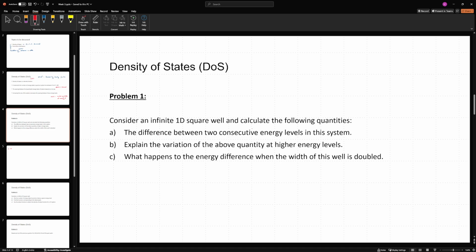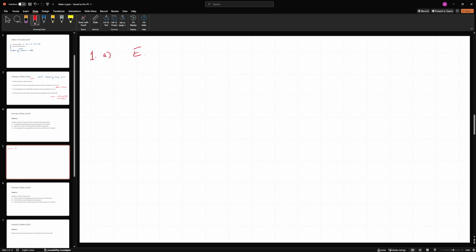First, the difference between two consecutive energy levels in the system. I know E_n for a particle in an infinite well is given by n squared pi squared h bar squared divided by 2 m a squared, where n is equal to 1, 2, 3, and so on. So essentially positive integers.